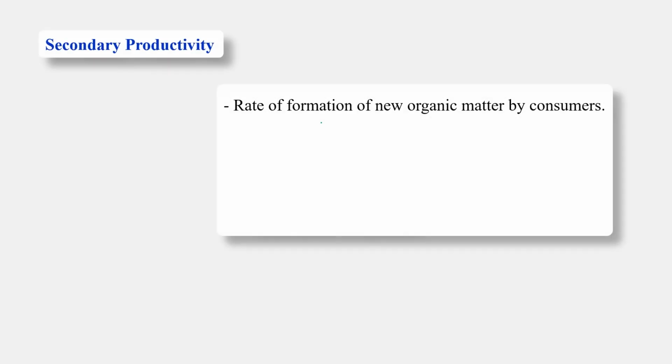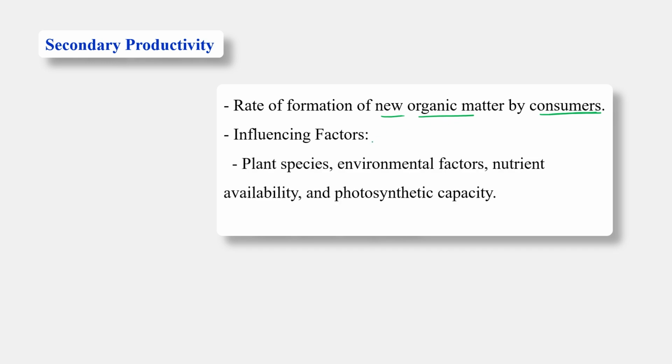Now secondary productivity is the rate of formation of new organic material by the consumers. So what are the influencing factors? Type of plant species, certain kinds of environmental factors, nutrient availability, photosynthetic capacity. And it can vary from ecosystem to ecosystem.